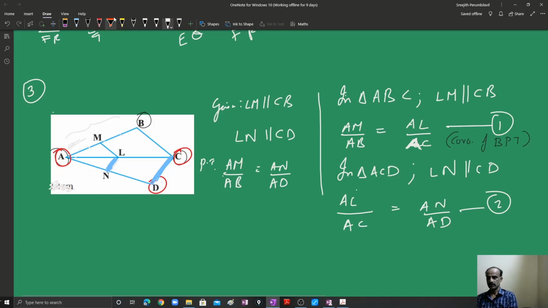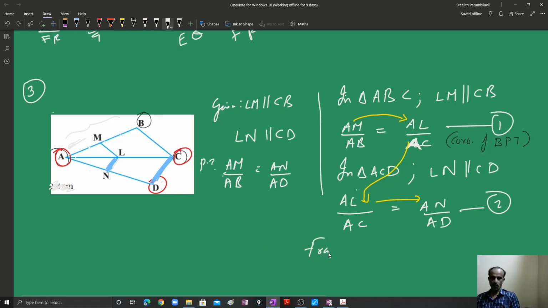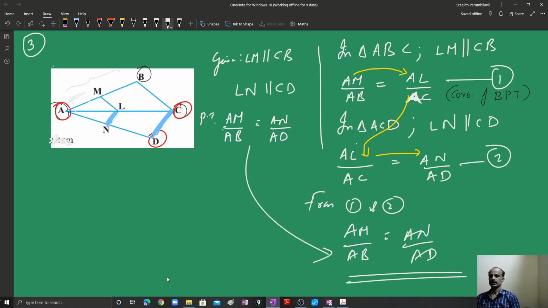Now from 1 and 2, what happens? AM by AB is equal to AL by LC, but AL by AC is same as AN by AD, and that is what we have to prove. Okay, got it? Fine. So the next question.